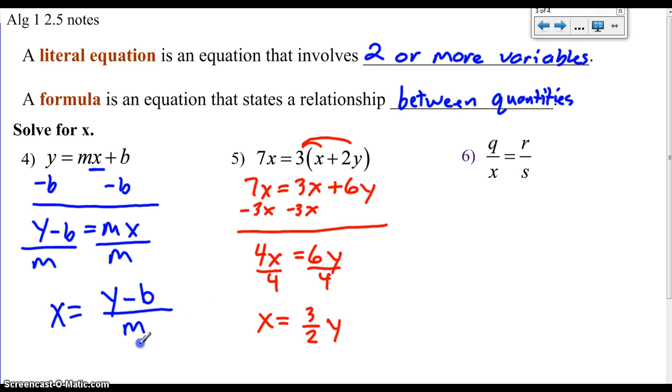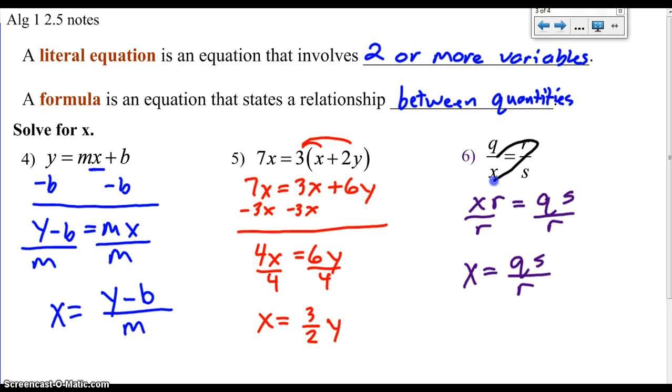Why don't you go ahead and pause, work through number 6, again solve for x, and I'll show the worked out solution to you. Okay, you can see the worked out solution here. What I've used is called the cross products property, where we essentially just take x times r equals q times s. Now the key to the cross products property is you can only use it when we have that equal sign in between. Don't ever try to use the cross products property just to multiply fractions. It's only when we have an equal sign.